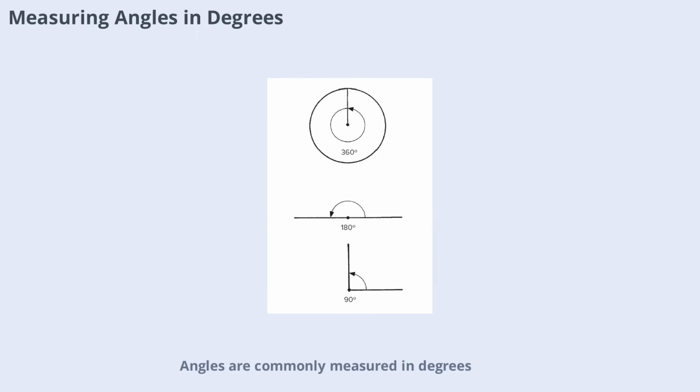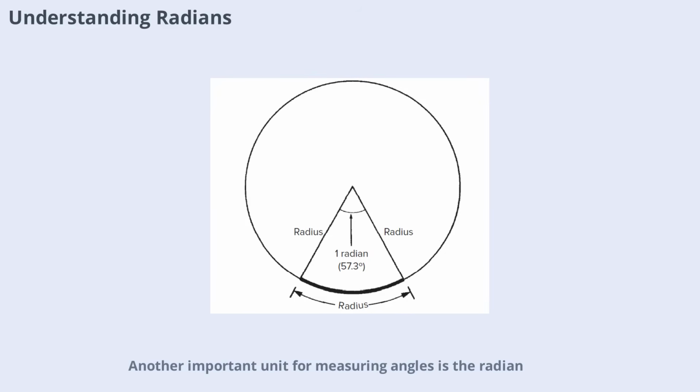Angles are commonly measured in degrees, which is a familiar unit for most people. A full circle is 360 degrees, and this unit is often used in everyday descriptions of movement. For example, when you say you rotate your arm 90 degrees, you're using this system. Degrees provide a straightforward way to quantify angular changes, especially in sports and exercise settings where precise measurements are needed for performance analysis. Another important unit for measuring angles is the radian.